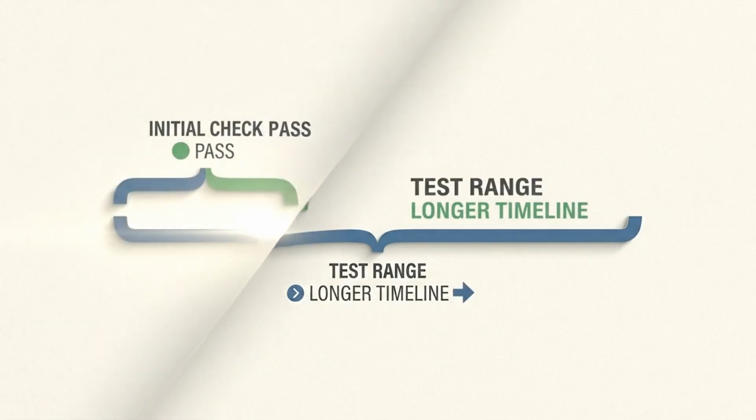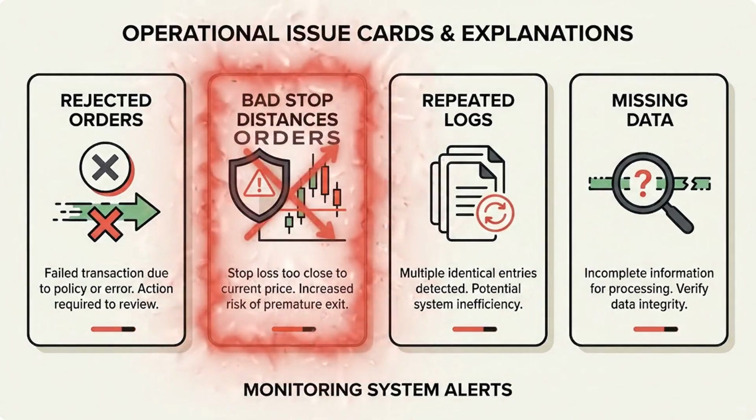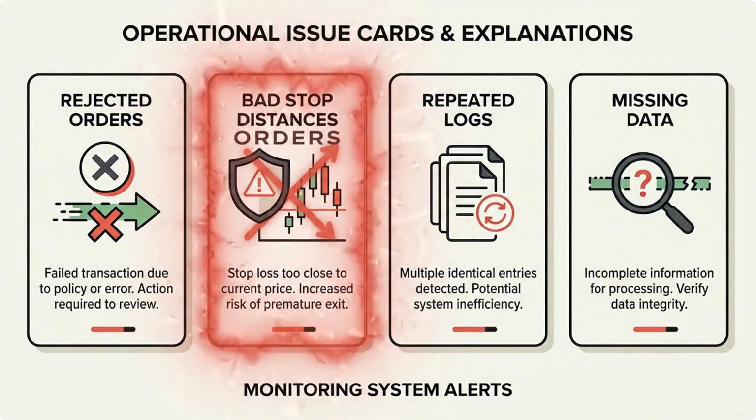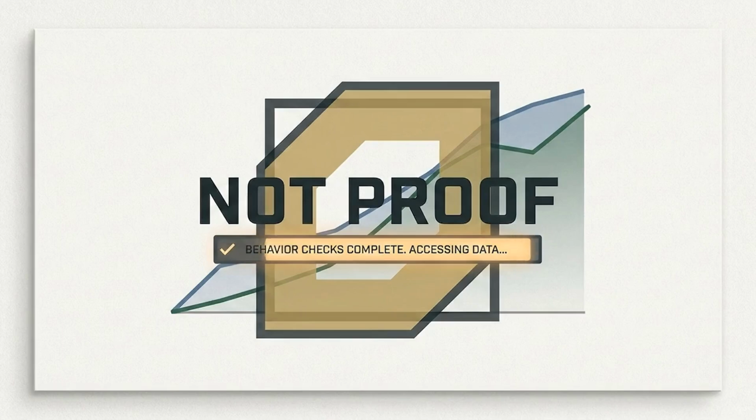Once the short visual test behaves correctly, I expand the test period. Now I look for operational problems: rejected orders, unrealistic stop distances, repeated messages, missing data, unusual behavior around spread changes, and differences between symbols with different digits or tick sizes.